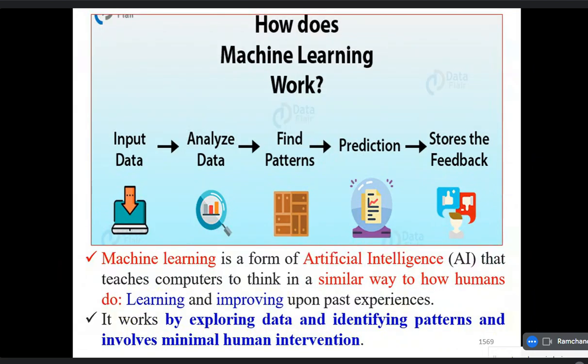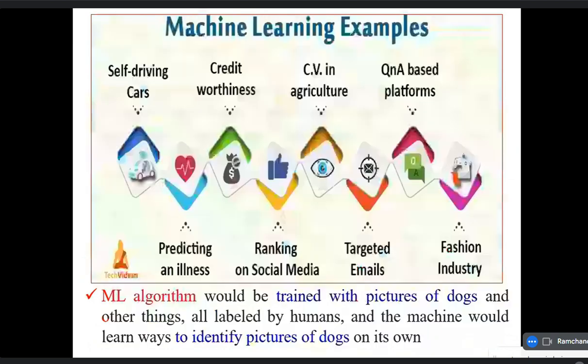Then how does machine learning work? We give input data, then we analyze the data, find patterns, then make predictions, then store the feedback. So that's why machine learning is a form of artificial intelligence that teaches computers to think in a similar way to how humans do. That means learning and improving upon past experiences. It works by exploring data and identifying patterns and involves minimal human intervention.